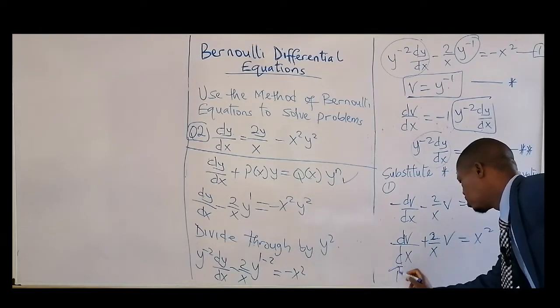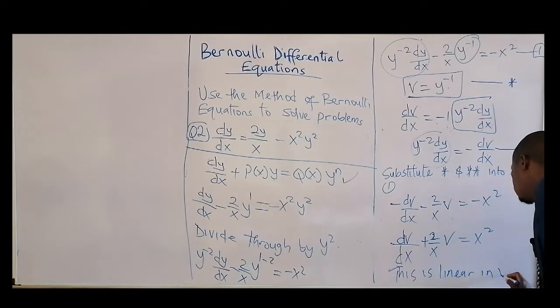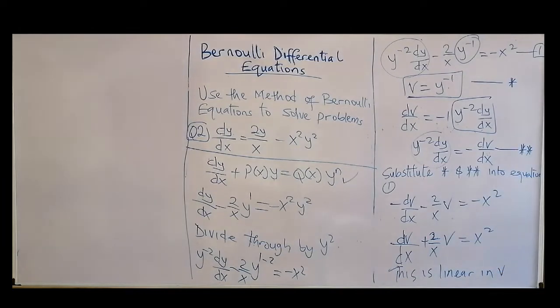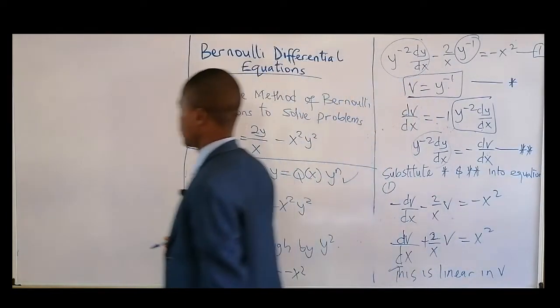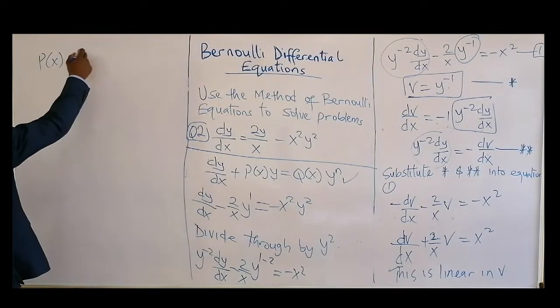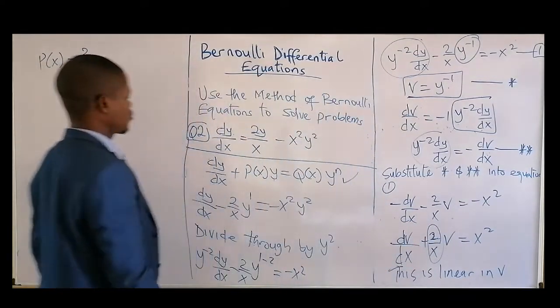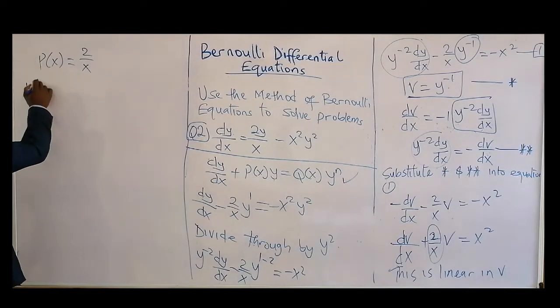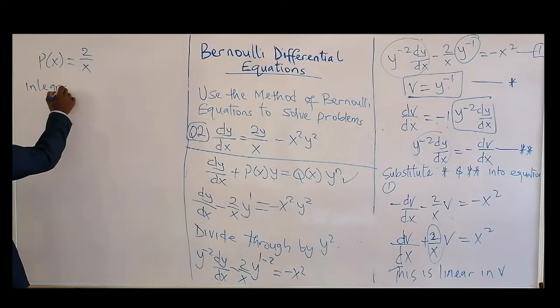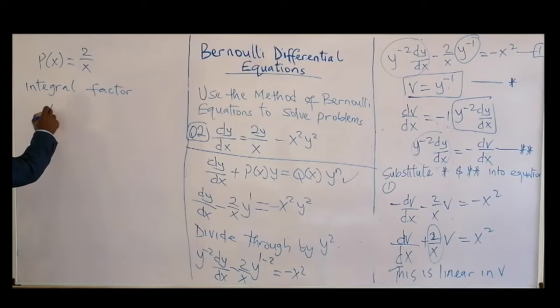So this is linear in v. If it's linear in v, then we'll solve it in a linear differential equation way. Therefore, p of x from the way we stopped there is 2 over x. That's my p of x. Then we can get the integral factor. It has a formula.